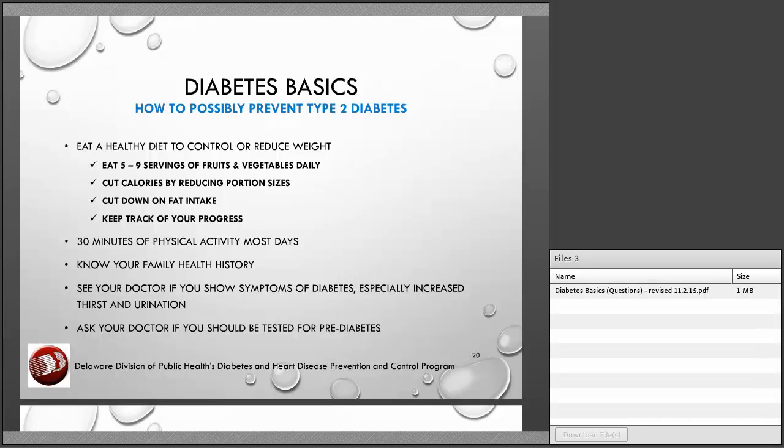Cut down on your fat intake. Again, you're looking for only healthy fats to help you metabolize your vitamins, and stay away from the saturated fats, the ones that are solid at room temperature. Keeping track of your progress really helps.